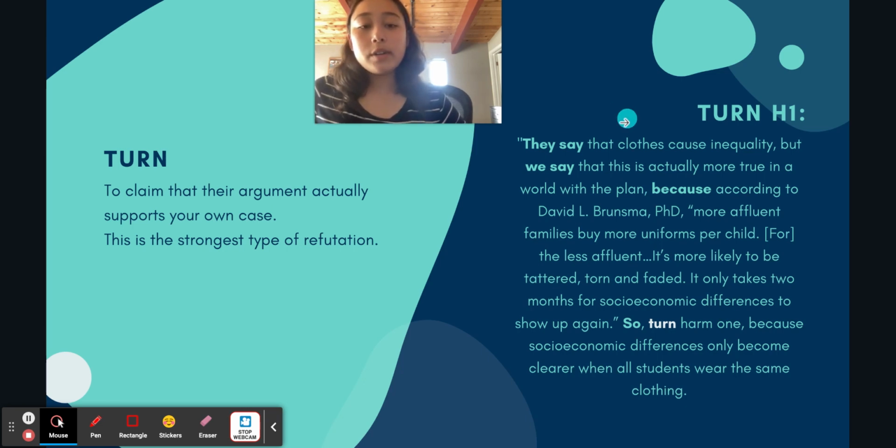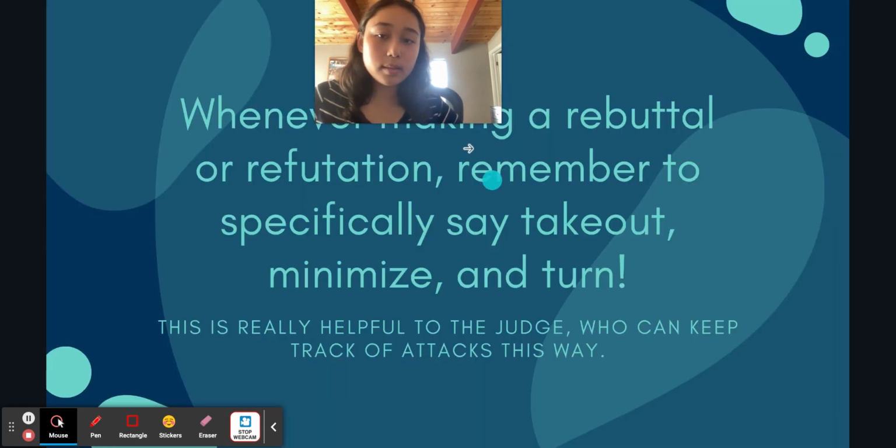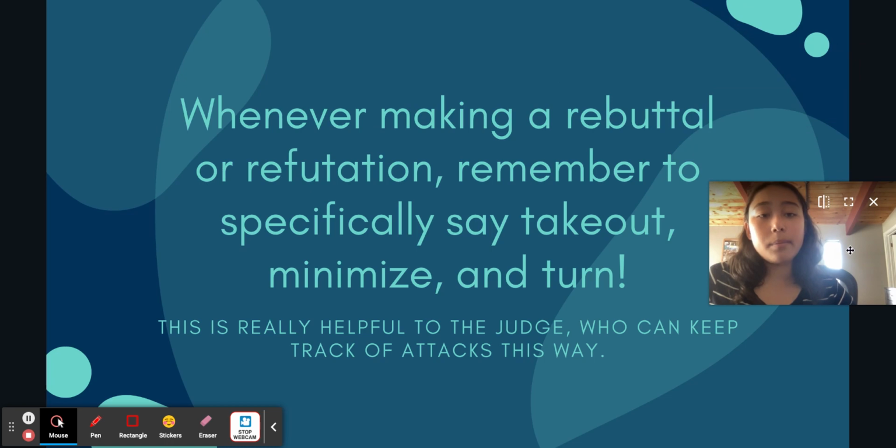Now, this four-step refutation structure doesn't actually have to be followed to the T. Unlike other structures where you have to have contentions and counter-contentions and policy structures exactly like that, the four-step refutation is more of a guideline. You're just going to want to keep in mind what they said, then what you're going to say to counter that and the reasoning behind that, and what the judge should then do with the knowledge that this argument has been proven false or minimized or turned. Now, remember when making a rebuttal or refutation, specifically say the words take out, minimize, and turn. It's much neater for your judge, for your opponents, for everyone.